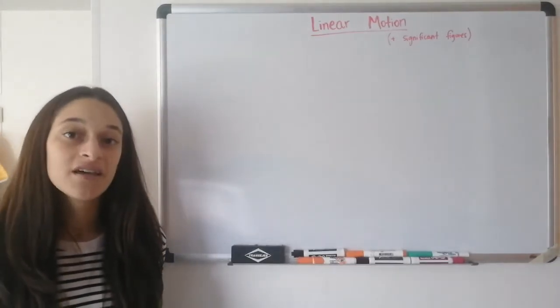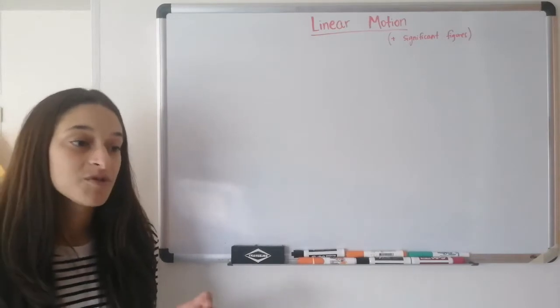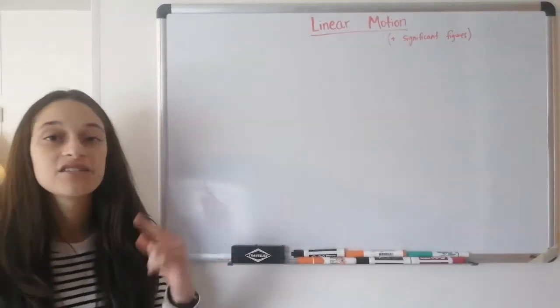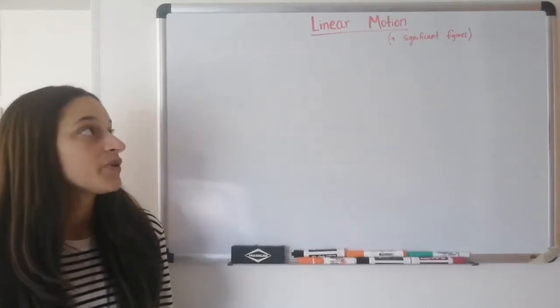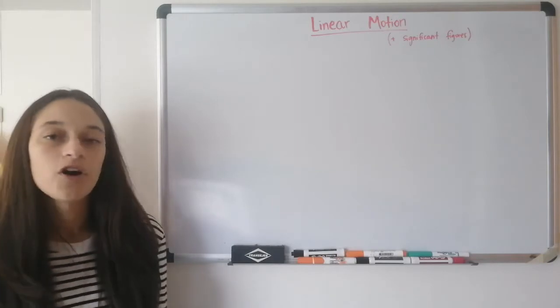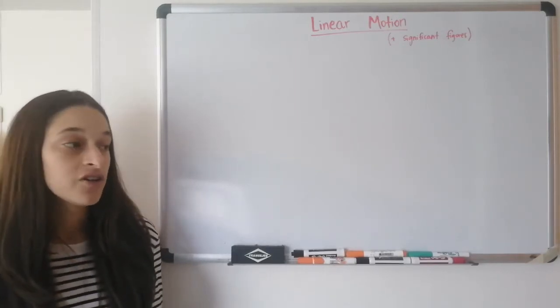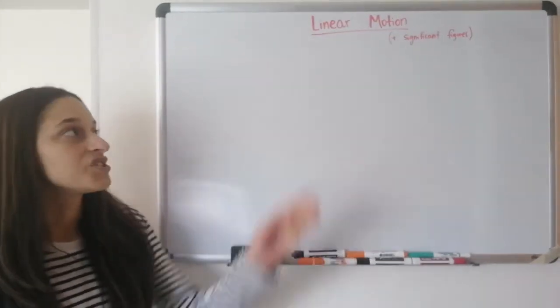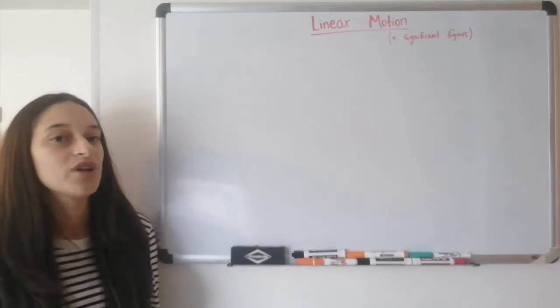Almost everything is in constant motion, from atoms vibrating inside a molecule to the planets orbiting around the sun. So we need to study motion in order to understand the behavior of objects here on Earth. So we're going to start with the easiest type of motion, which is linear motion. So what that means is objects moving in a straight line.